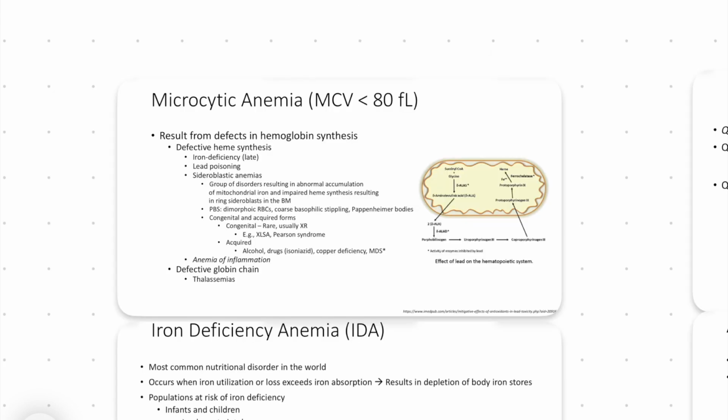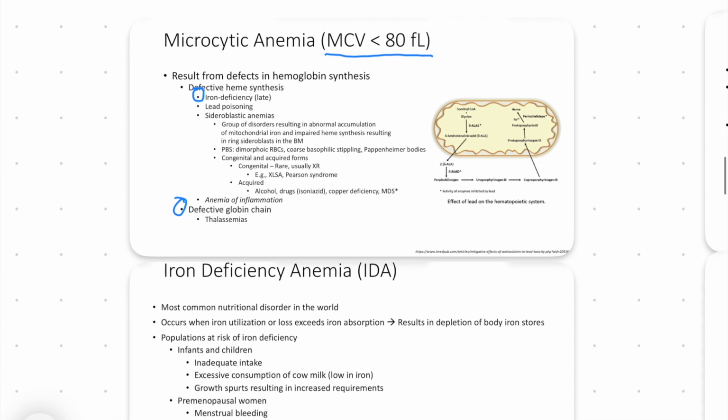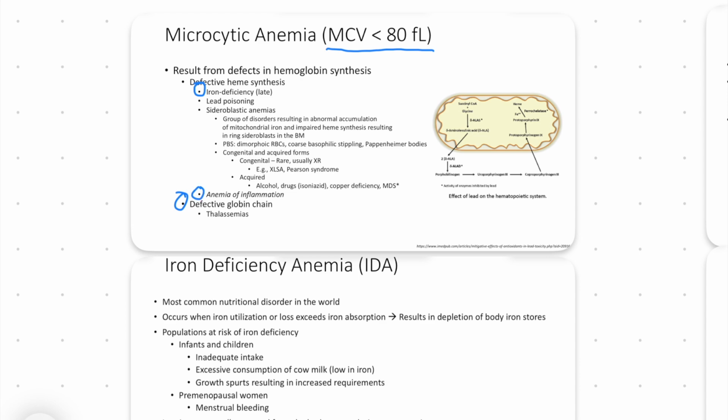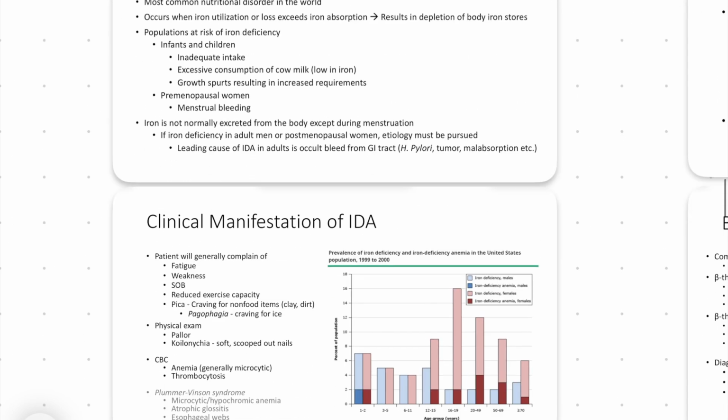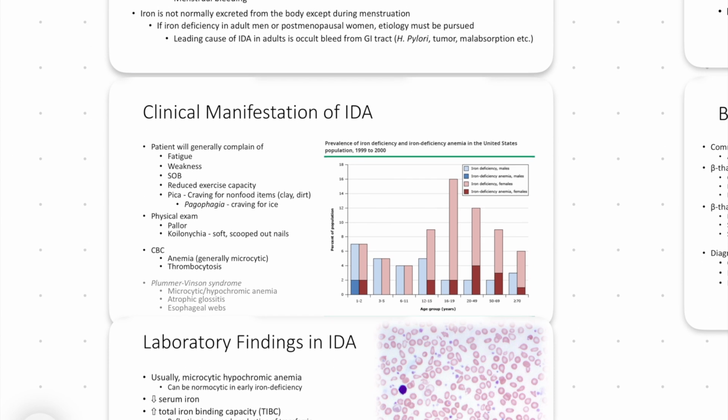Now we're moving into the microcytic anemia. If you see here, the mean corpuscular volume is less than 80. This is often due to being iron deficient, resulting in defective heme synthesis. It can also be from thalassemia and even anemia of inflammation. So I want to move down here and point out a couple of key features of iron deficiency. One is pica, which is the craving for non-food items, and also the craving for ice.